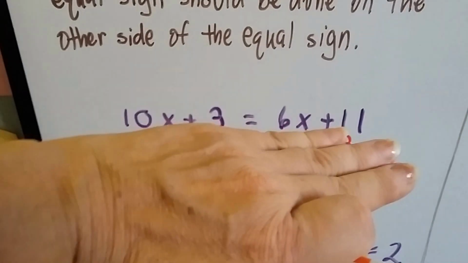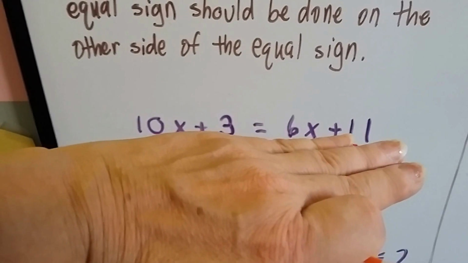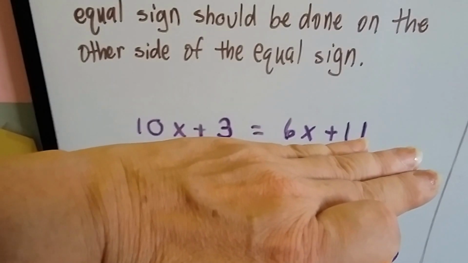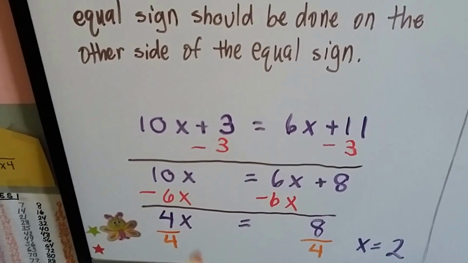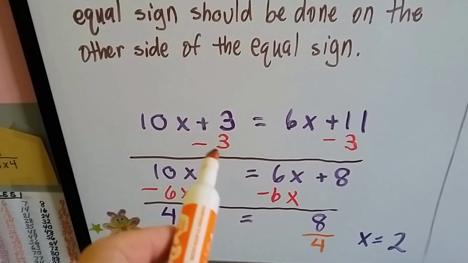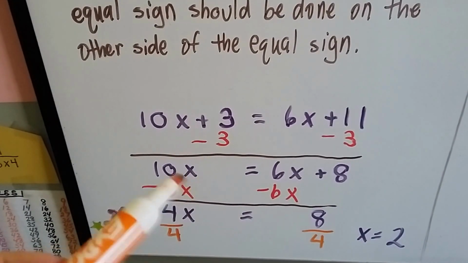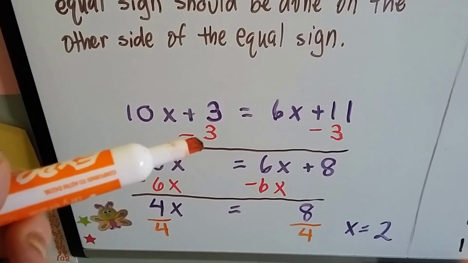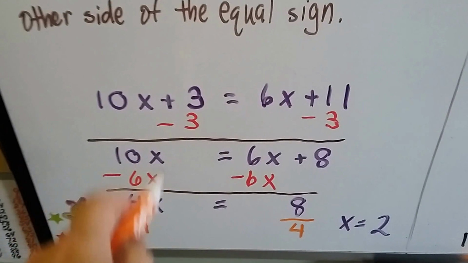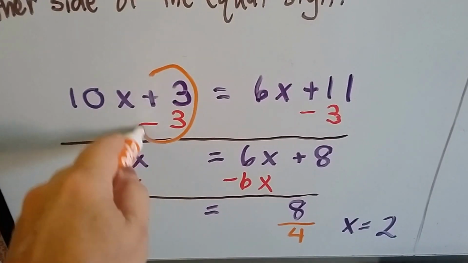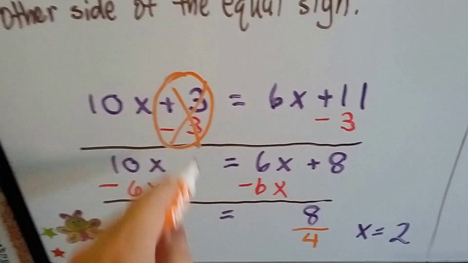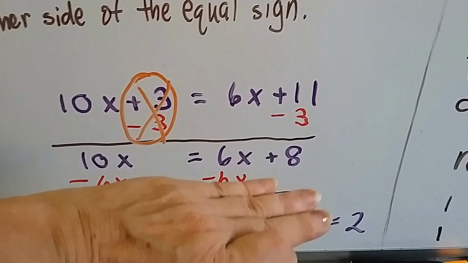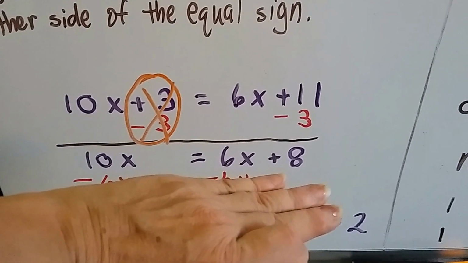This is our equation. And you can see we've got a 10x on the left and a 6x on the right side. So we've got variables on both sides of the equal sign. All we have to do is start doing inverse operations to start isolating the x. We have a positive 3, so we could take away 3. That creates a 0 pair right here, and it cancels it out. And then 11 take away 3 is 8. So now our equation says 10x equals 6x plus 8.